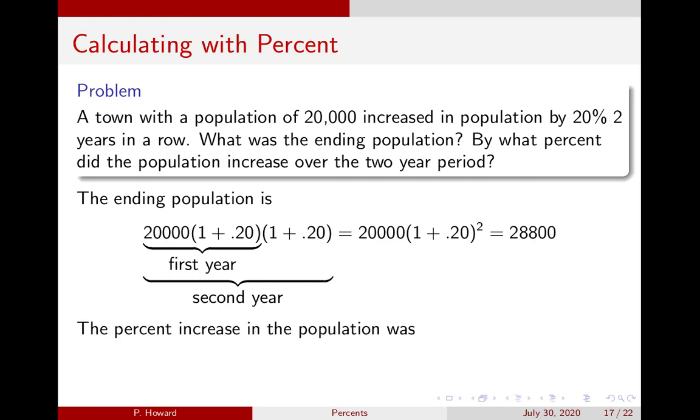To calculate the percent increase, now that we have the ending value, is a fairly easy thing to do. It is the ending value minus the starting value divided by the starting value. I get 0.44 when I do that calculation, so 44% was the percent increase over the 2-year period.